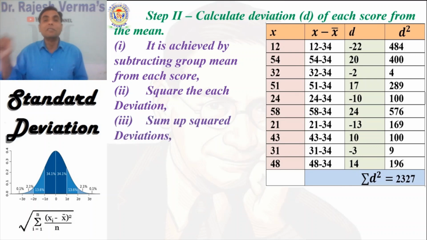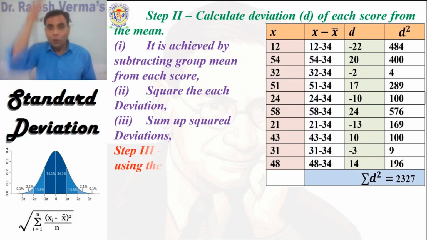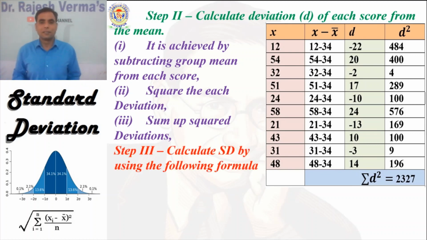Square each deviation. Suppose this is minus 22. If you square it, it has to be 484. Certainly the minus sign will go away. The square of 20 is 400. 2, 4, 17, 29. This way you have to square each deviation. And finally, add all these squared deviations. That is summation d square. That answer will be 2327.